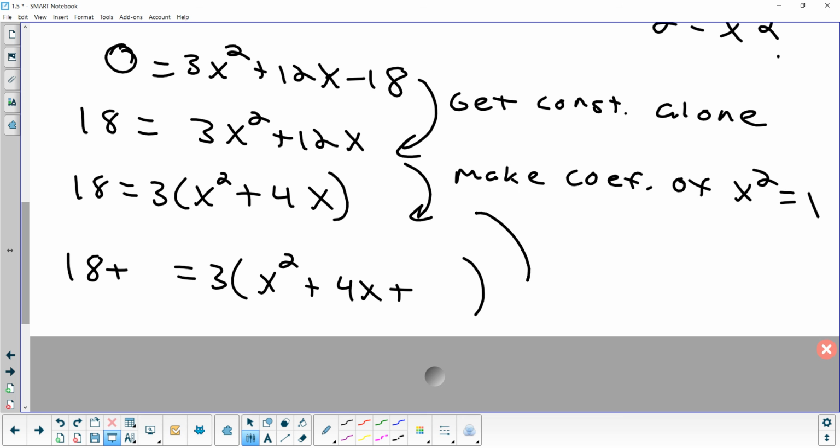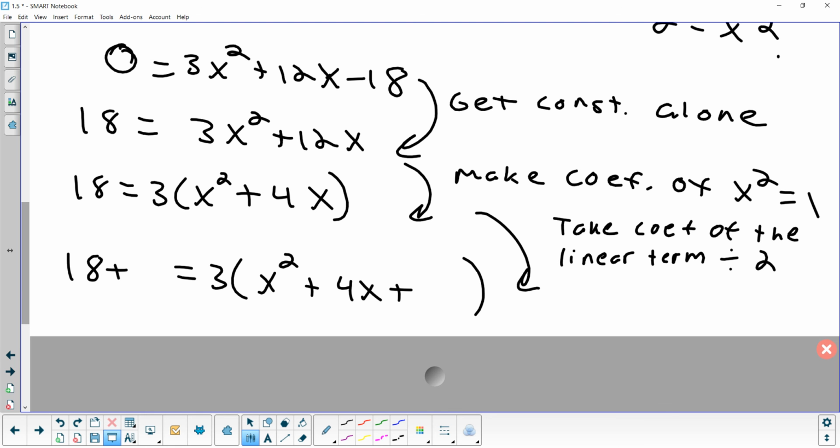All right. So the way you figure out what to add is you take the coefficient of the linear term. What's the coefficient of my linear term in the parentheses? Michael? 4. So we're going to take 4, and you do two things to it. Take the coefficient of the linear term, divide it by 2, and then square it.